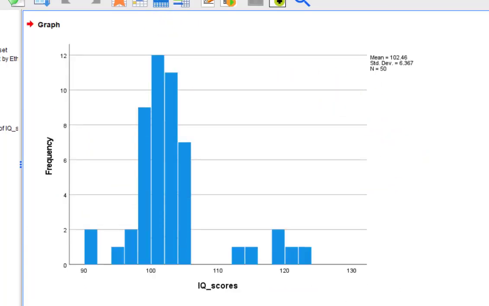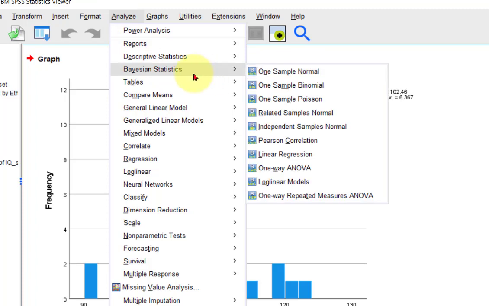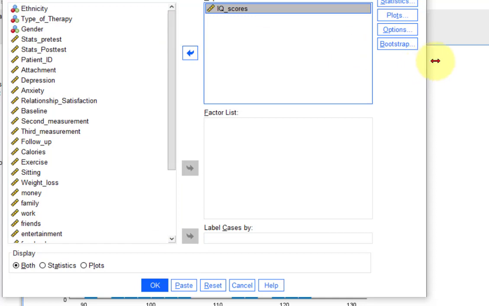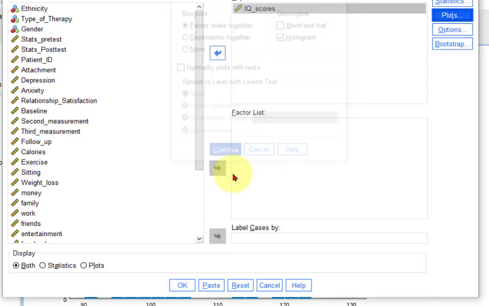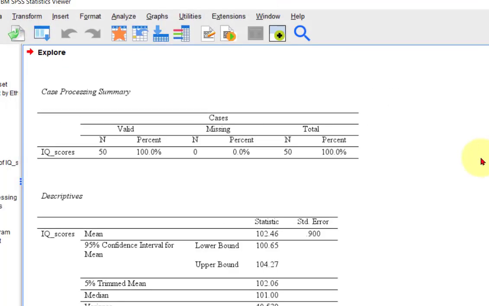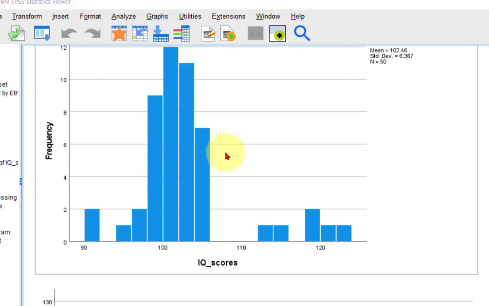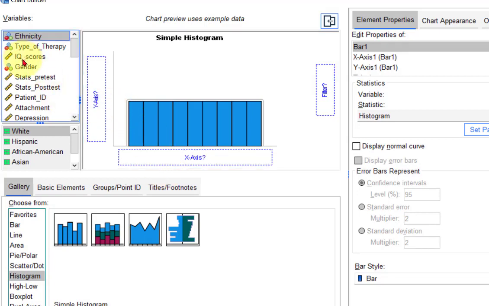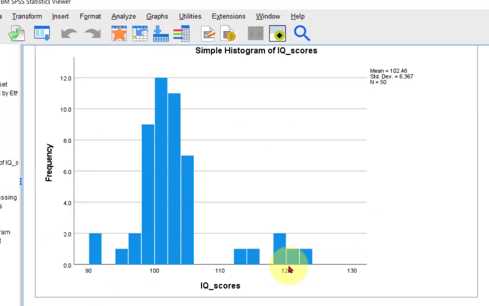You could have done this way. We could have gone to analyze, descriptives, explore. IQ scores over here and pick the plots. There's a histogram right there. There's another way to do a histogram. They should all be the same. There it is. And one more quickie, we could do the chart builder. And you go down here to histogram, just drag one in. Beep. And then you type in IQ scores. And they're all the same, right?